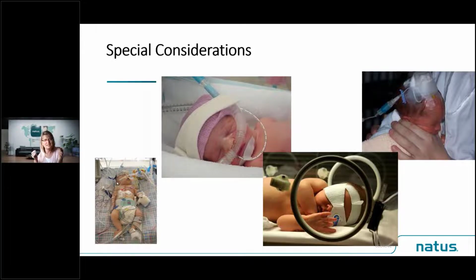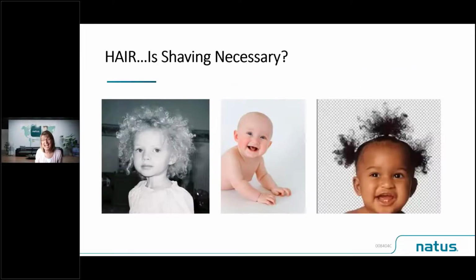What is the condition of their skin? And help this guide your decision on which kind of electrode to actually use. I mentioned hair, and the question always comes up, is shaving necessary? Do I need to shave the baby's head?